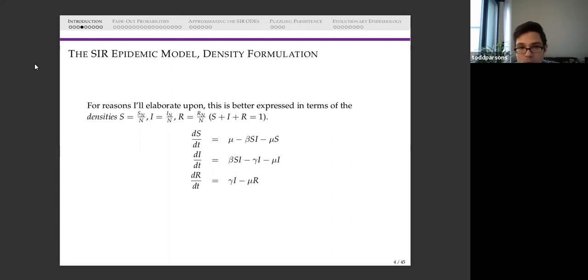I'm going to come back to why this is the better way of thinking about it later, but the first idea to think about here is that ODEs do very well at describing flows of mass. They do very poorly at describing discrete stochastic systems. And what I want to be able to do is think about the ODE in relation to the stochastic system as an approximation in a certain regime.